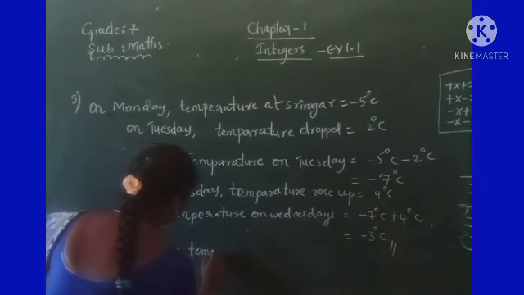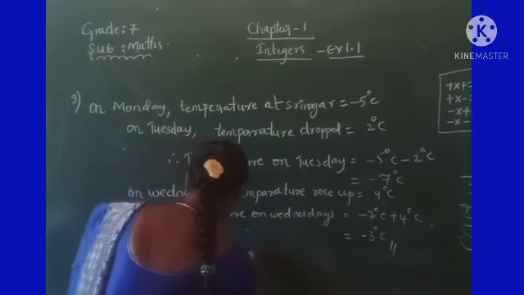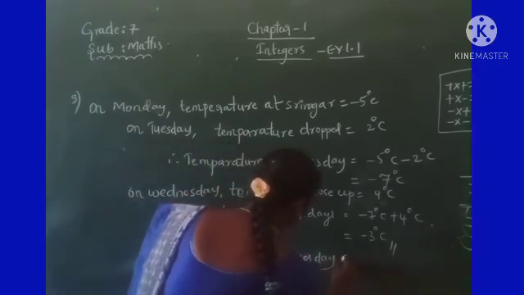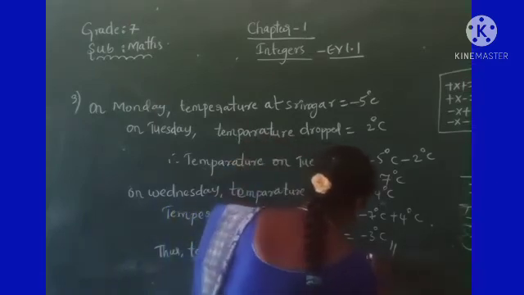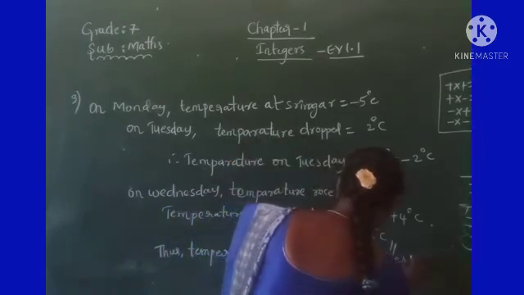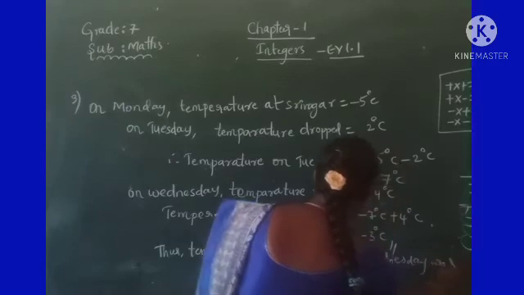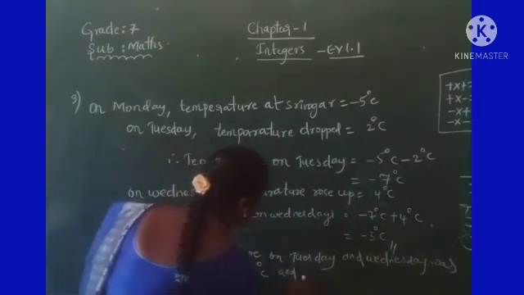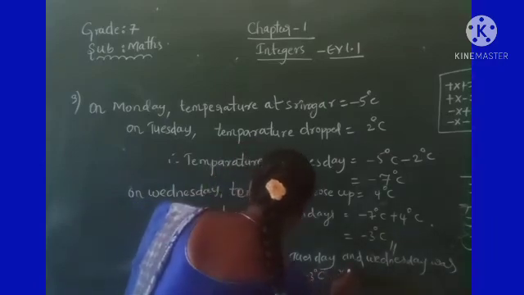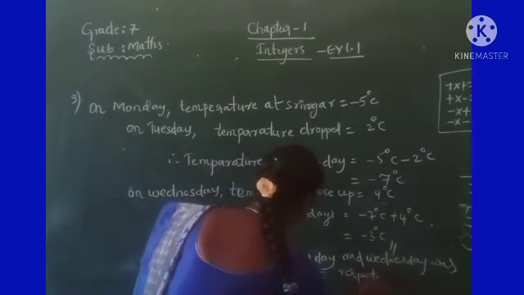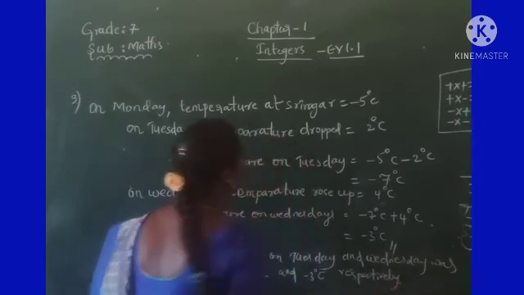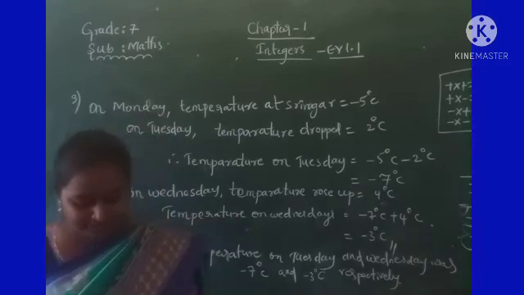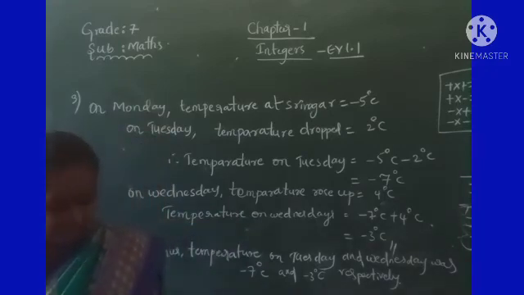So finally you write the answer. The temperature on Tuesday and Wednesday was minus 7 degrees Celsius and minus 3 degrees Celsius respectively. Dropped means you take negative, raised means take positive. Okay, children, now next come to the fourth question.